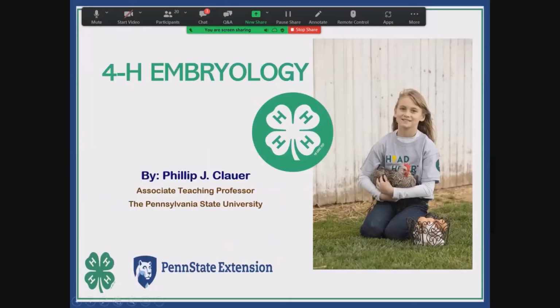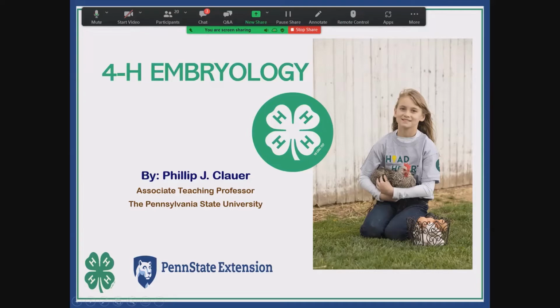There we go. So today what I'd like to do is introduce you to some of the resources we have through Penn State Cooperative Extension and is used by our program. The first thing is a lot of people don't understand that we have a 4-H embryology in the classroom program. We've had it for years.